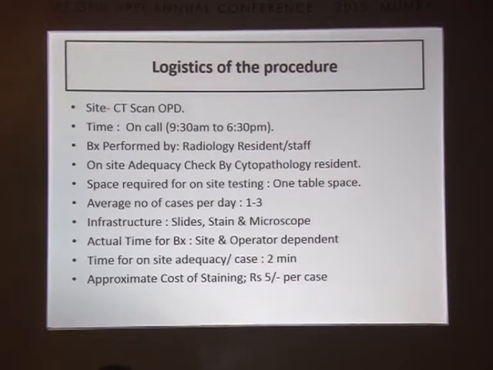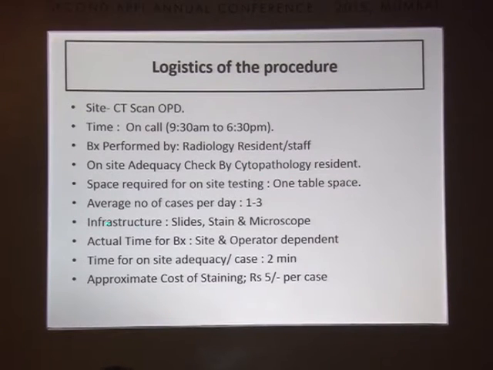Every case it will not be, but as you can see, if it is a frank carcinoma case, you can say there and then on cytology that it is carcinoma. Of course, biopsy is there. That report can always be seen later. On average, we do about 1 to 3 cases for on-site adequacy, whereas CT guided core biopsies are much more.